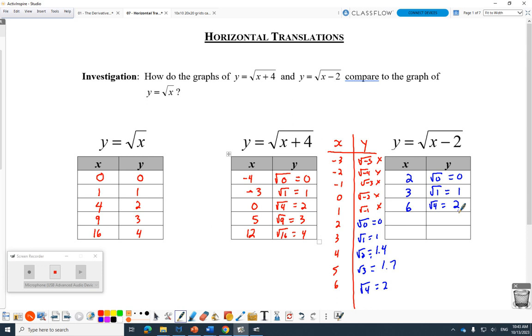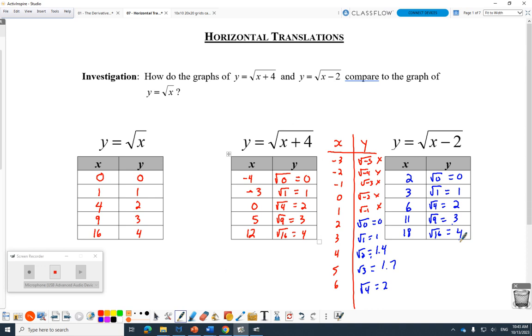What's the next number I should use? 11 will give me root 9, which is 3. 18 will, yeah, you're getting the idea now. But I don't want you to think that we have to be that clever. We don't have to be. We can just keep putting x values in this chapter.